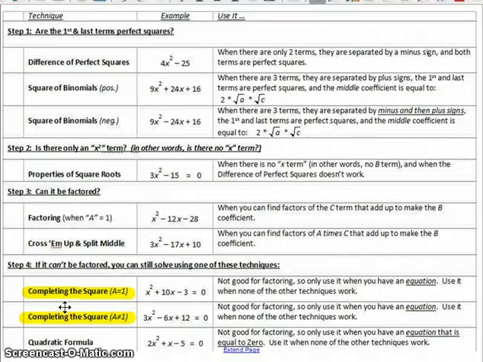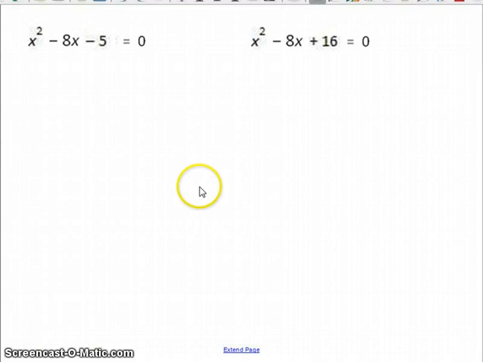So let's talk about a different kind of scenario where you might end up wanting to use completing the square. Let's compare two different equations. These are very similar to each other, as you notice. The first two terms are the same, x squared minus 8x. The only difference is that third term, negative 5 versus plus 16. But that difference ends up being very important in terms of how hard these are to solve.